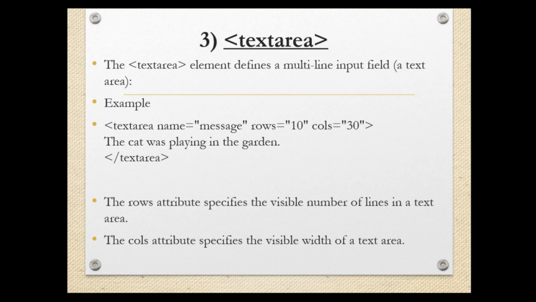You can increase the rows also, you can increase columns also. It depends upon you how many rows and columns you want. For example, you can see I have taken 10 rows and 30 columns, and I have given one message in the text area, that is the cat was playing in the garden. Closing of my text area. The rows attribute specifies the visible number of lines in a text area. The columns attribute specifies the visible width of the text area.